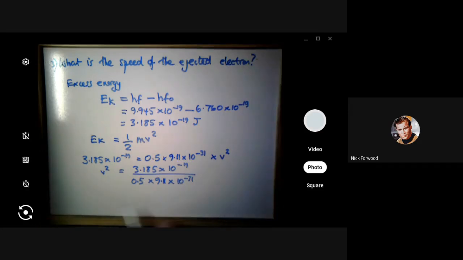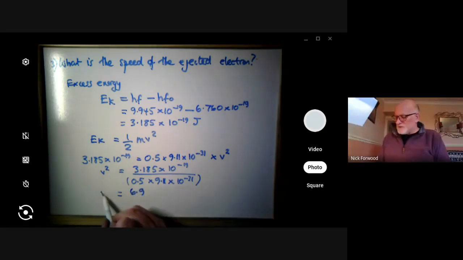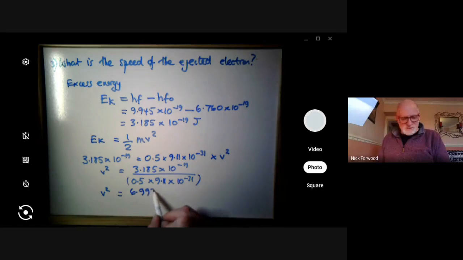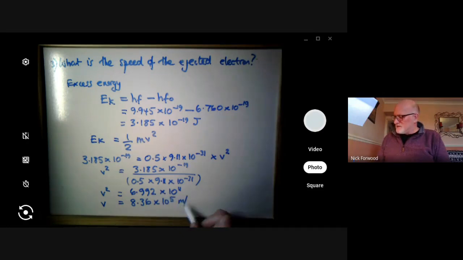Don't forget, when you're dividing, you probably want to add the brackets. So you're dividing by the whole of that. And I will get 6.992 times 10 to the power of 11. This is v squared still. And so v is the square root of that, which is 8.36 times 10 to the power of 5 meters per second.